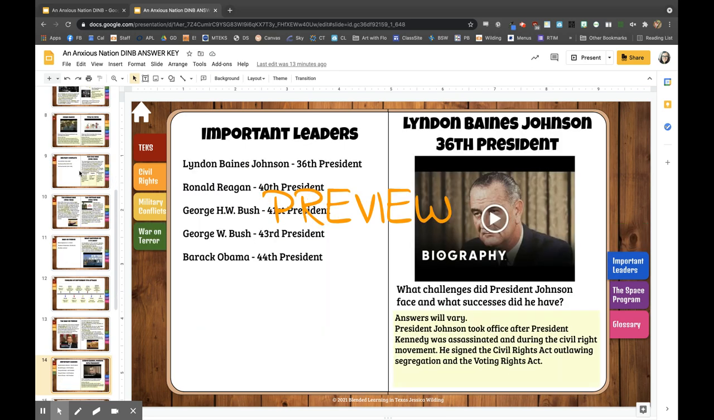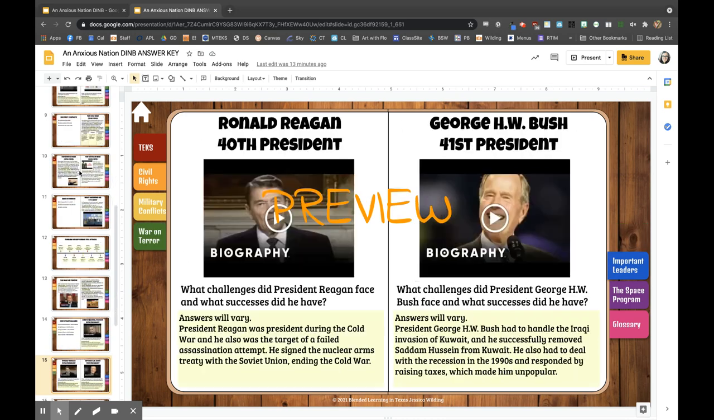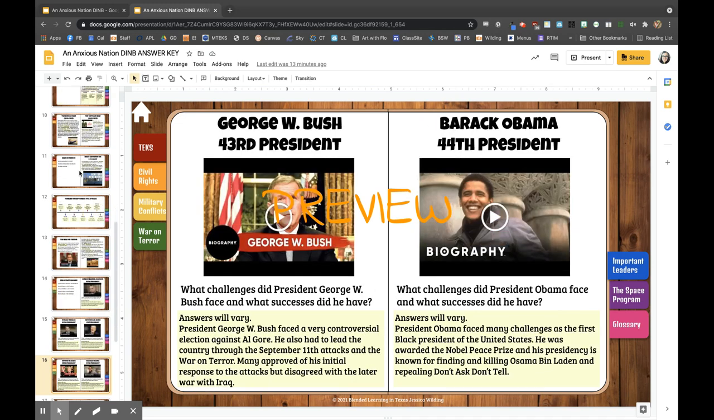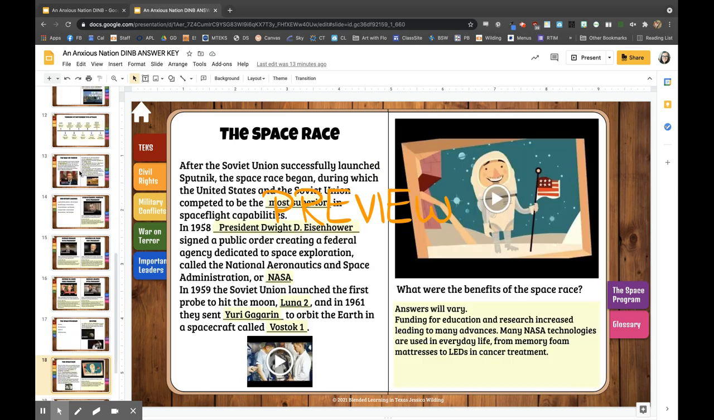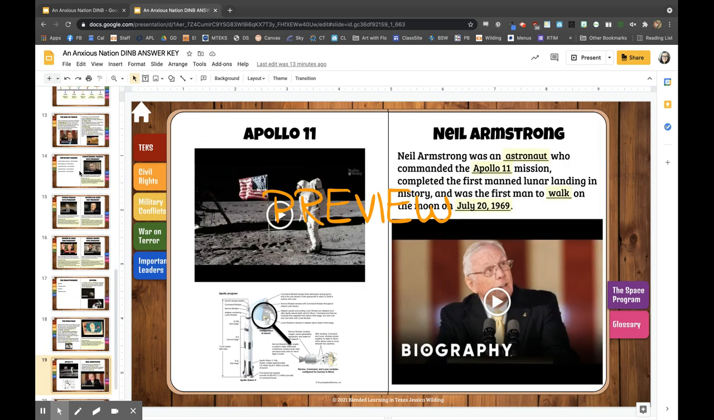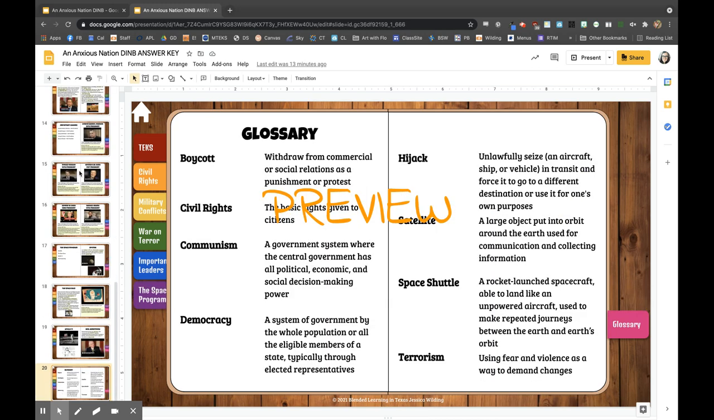For important leaders, there's Lyndon Baines Johnson, Ronald Reagan, George H.W. Bush, George W. Bush, and Barack Obama. And then for the space program, there's a page on Sputnik, the space race, the Apollo 11 missions, and Neil Armstrong. And then finally, the notebook ends with a glossary.